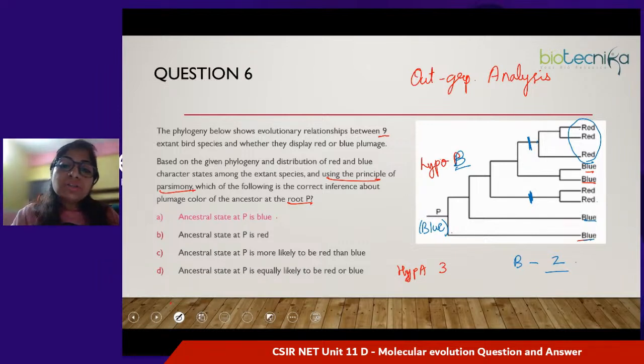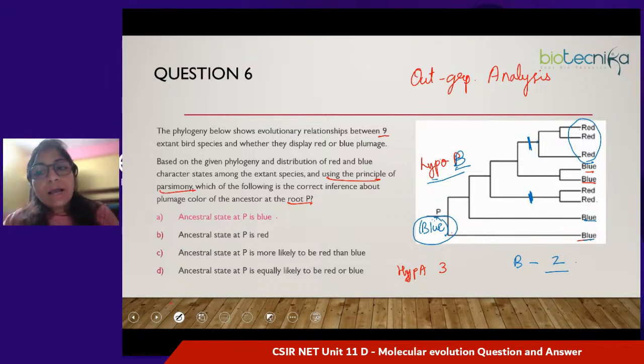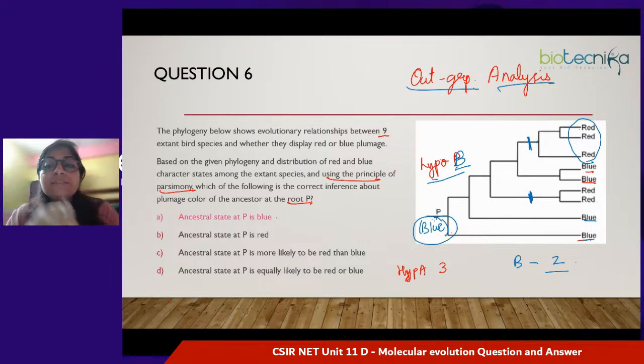Now, for this hypothesis B, what is the character of the ancestor? The ancestor character is blue. So that's why the answer will be A. Do you get me, everyone? So that is one way, finding out the evolutionary events and checking. The other way, which is the easiest, is the outgroup analysis. You compare the ancestor with the outgroup. The ancestor will usually have the character that the outgroup has, and that is what is called the outgroup analysis. Is it followed?